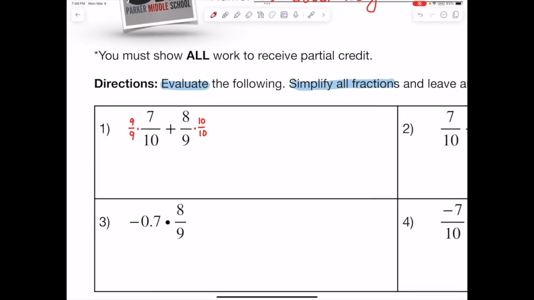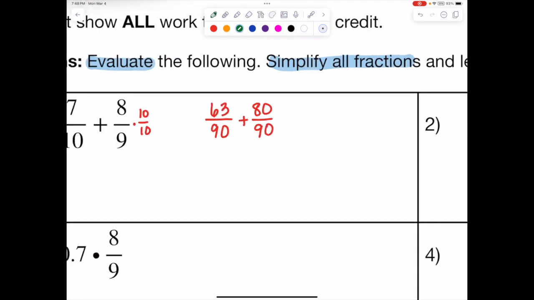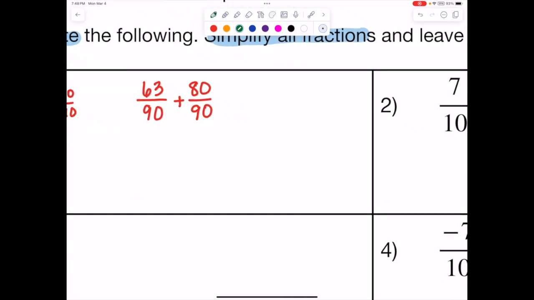I'm going to do a complete rewrite of these. So 7 times 9 is 63, and 9 times 10 is 90, plus 8 times 10 is 80, and we have 90. So there's our addition. We have common denominators, so now we can add those up. What is 80 plus 63? You might want to do something like this on the side so you don't make any mistakes. 8, 9, 10, 11, 12, 13, 14. So we have 143, 143 90ths.